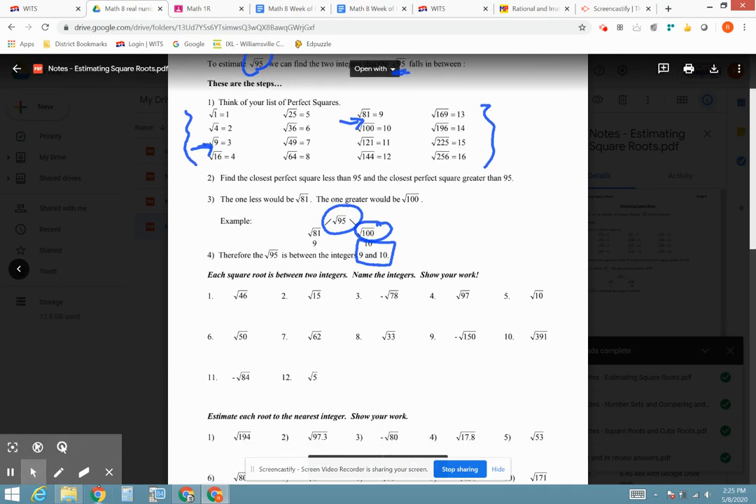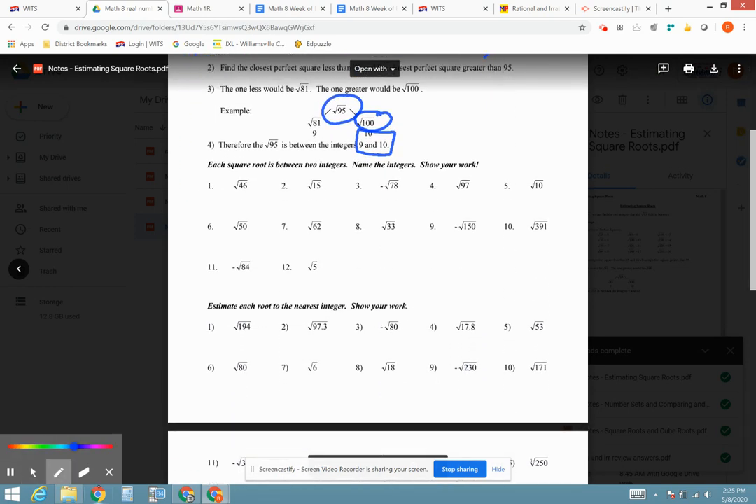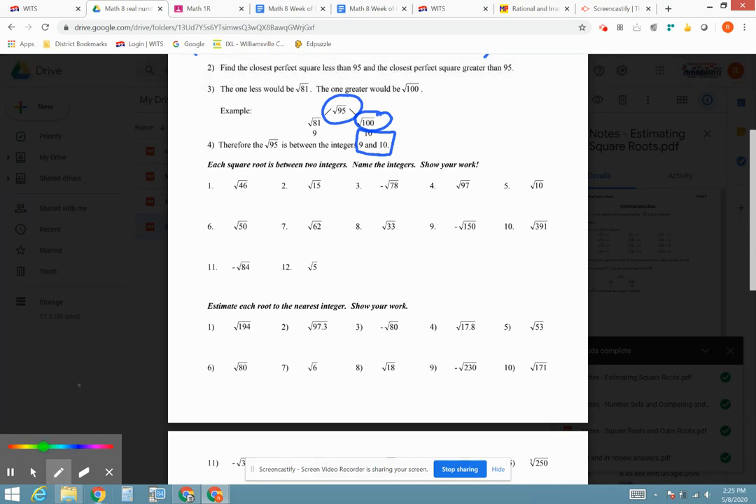So let's take a look. Okay, so 46. Well, I know that 7 times 7 is 49, so the square root of 49 would be on the high side, and the square root of 36 would be on the low side. So I'm somewhere between 6 and 7.